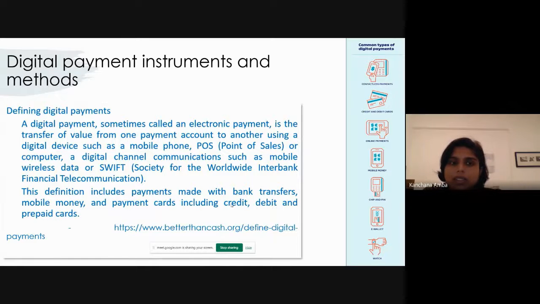So a digital payment is the transfer of value from one payment account to another. There are two payment accounts. Remember, this is an important thing. There are always two payment accounts. It can be in any form, but there are two payment accounts. Using a digital device, such as a mobile phone, a point of sale machine, the POS machine, which is what you put the card in at the merchant, or a computer, and a digital communications channel, such as mobile networks or SWIFT. I don't know if everyone has heard of Swift. Does anyone know what Swift is?